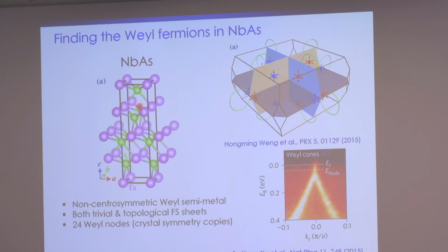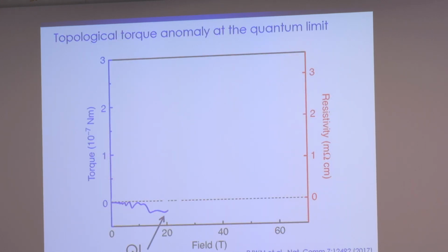The disadvantage is that these inversion asymmetric compounds have many copies of Weyl points. So you don't have 2 or 4, which is nice because it's the minimum, as Jen told us. In this case, you have 24. Okay, so there's a lot of them. But anyways, the more the merrier, as they say. Still, even though there are so many of them, this magnetic anomaly still works quite nicely.